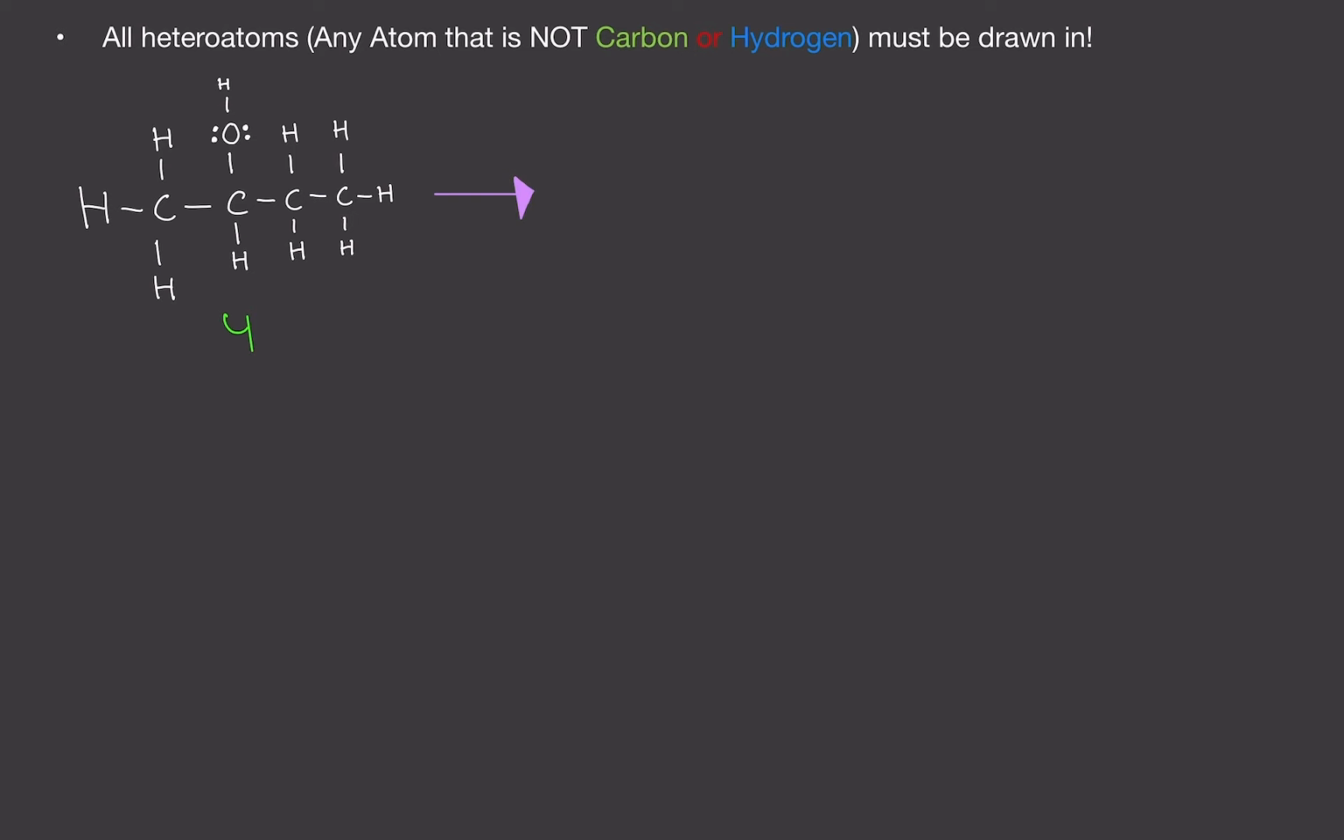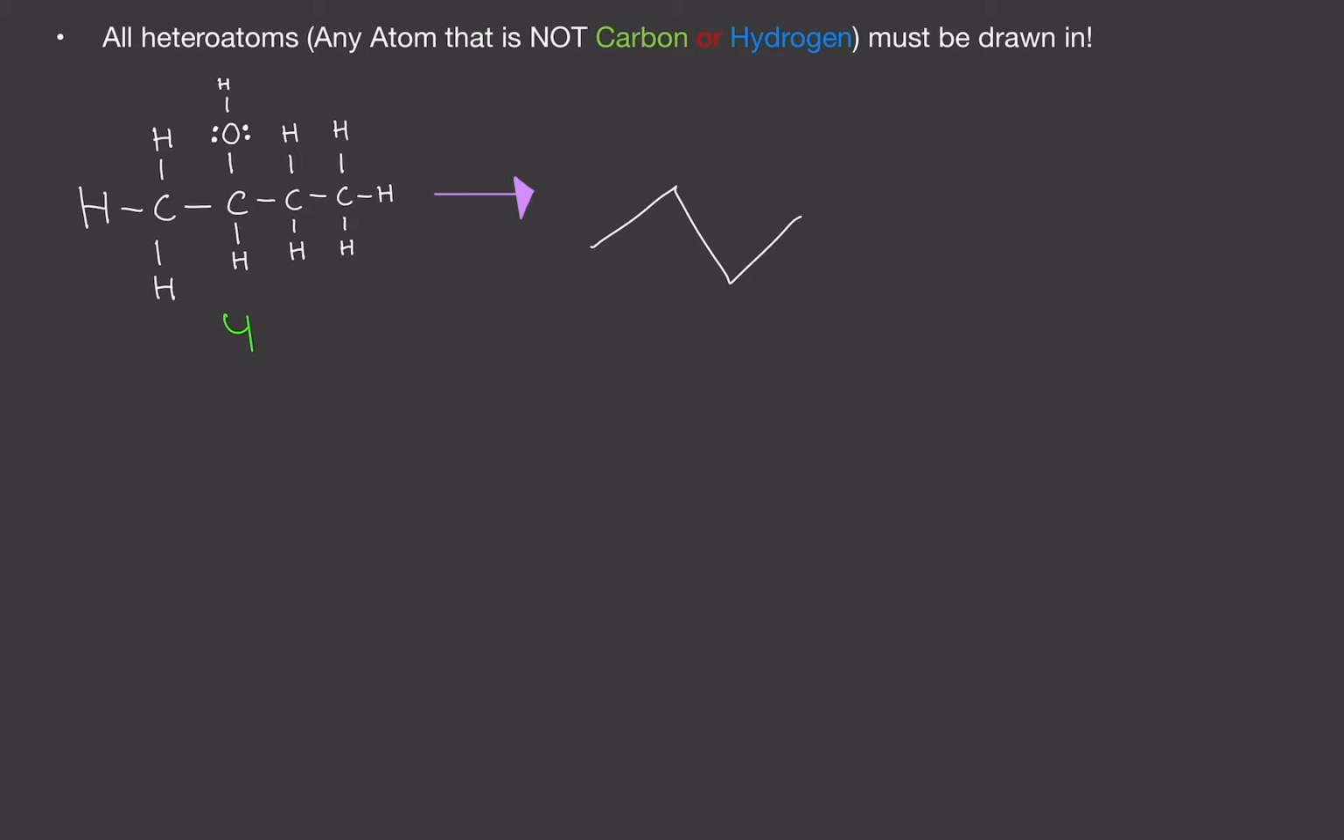Okay, 4 carbons. So what happens if you drew 4 lines? 1, 2, 3, 4. I'm so sorry. So carbon, carbon, carbon, carbon, carbon. That's 5. That's too many. So you start with 2. The number 2. 2, 3, 4. Like that.